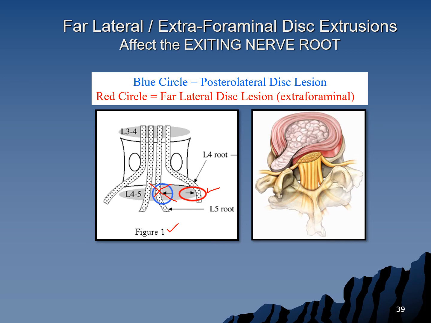And here's an example of it to the right. That is a far lateral disc extrusion, right? Remember, this is an extrusion because the extruded material is still contiguous with the original material. But you can see that because it went far lateral, it's affecting the exiting nerve root. Those are usually not treatable. Unfortunately, they're rare. They usually require surgical intervention.